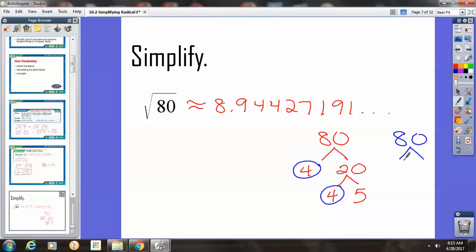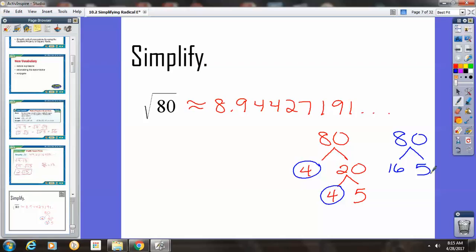Let's go back to 80. 16 times what gives me 80? Or take 80 divided by 16. 5. I can use 4 and 20, but it's not the best choice because I'm going to have to break down 20 again. So to save me a little bit of time, I'm going to use 16.